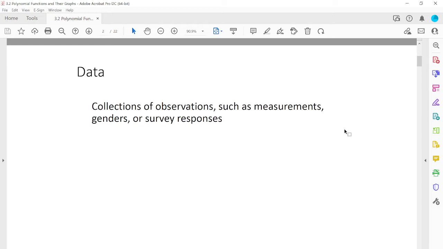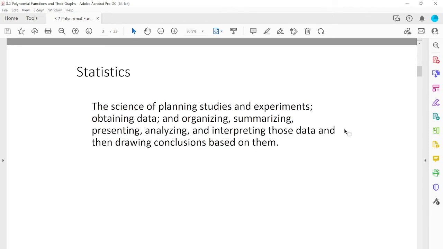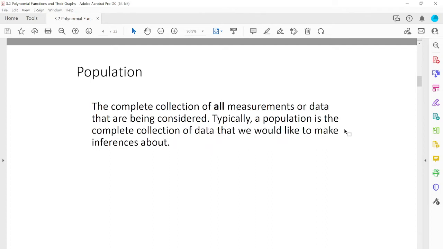Data could be anything. For example, if you would like to find out the average household income for a city, then you can collect the data for household income. That's one example. Statistics is the science of planning studies and experiments, obtaining data, and organizing, summarizing, presenting, analyzing, and interpreting those data, and then drawing conclusions based on them. Everything, from the preparation phase to the conclusion phase, is called statistics. It's a science of planning.